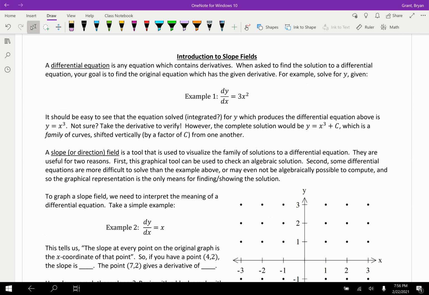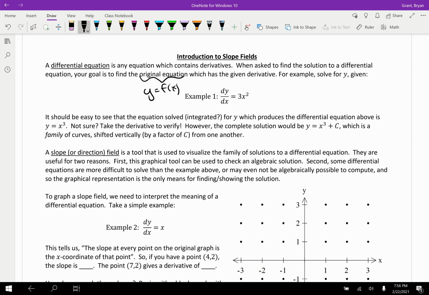What is a slope field? Well, we'd already discussed what a differential equation was. It's any equation that contains derivatives. Our goal when we find the solution to a differential equation is to find the original equation in the form, again, of y equals f of x that matches that given derivative.